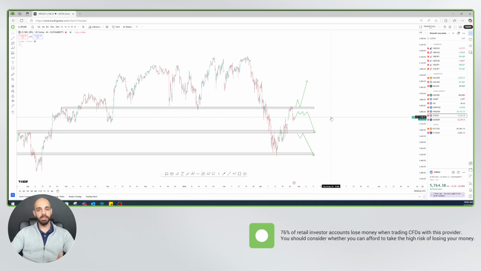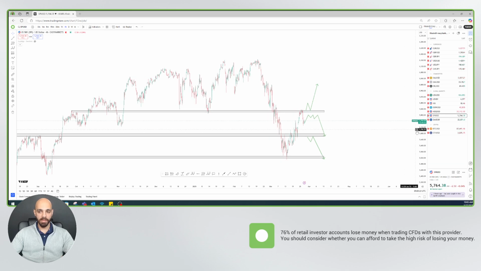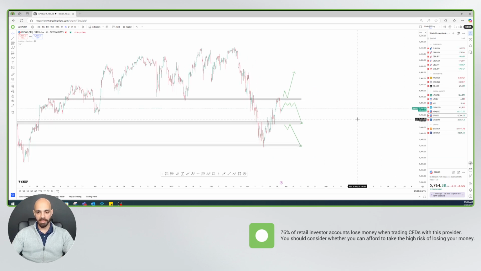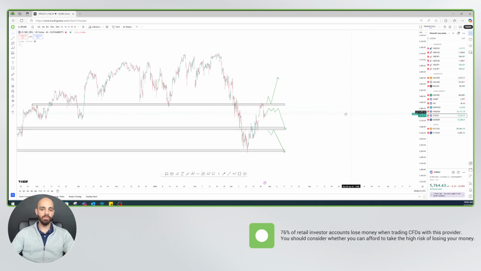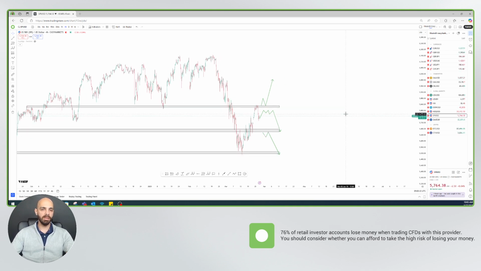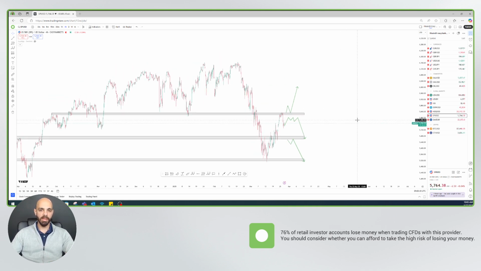These are the expected moves we could see today. Of course, it is data dependent. The numbers will show us what we will see with SPX, DXY, and of course, other related currency pairs and indices.